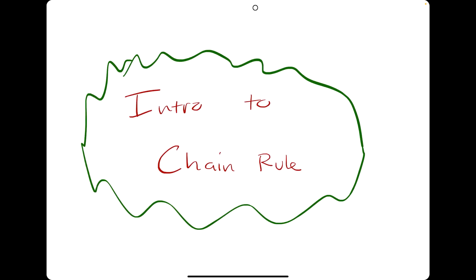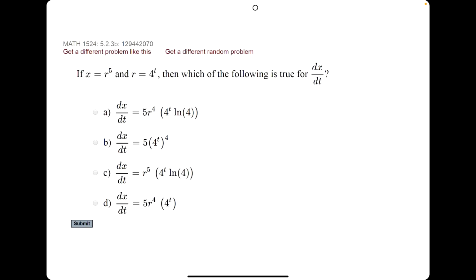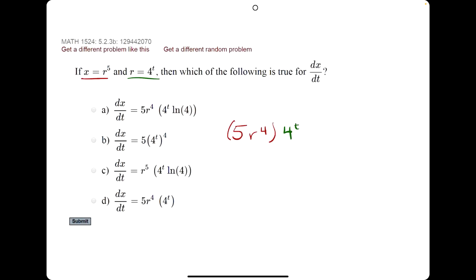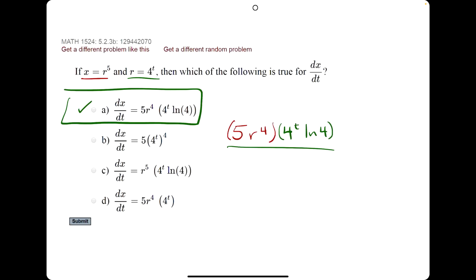Intro to chain rule. All right, in this problem, all we have to do is take the derivative of the first function. The derivative of r to the 5th is just 5r to the 4th. And then we take the derivative of the second function. The derivative of 4 to the t is 4 to the t times the natural log of 4. And then we just multiply these two together. And we're done. But let's talk about why this works out.